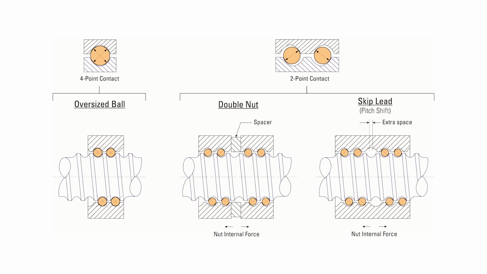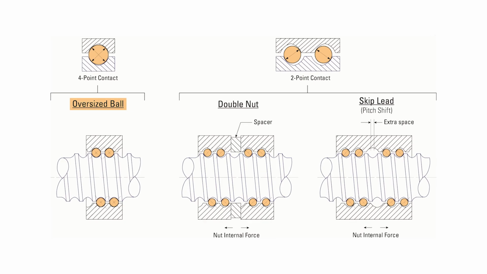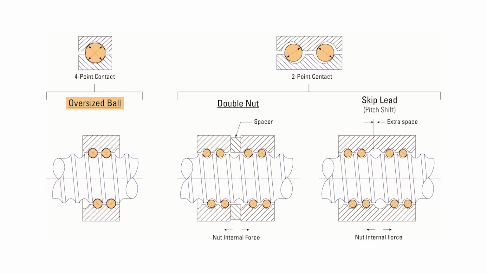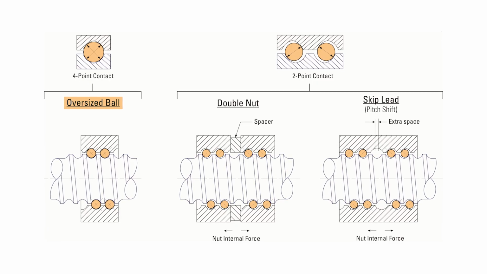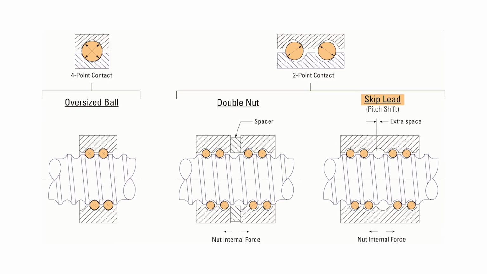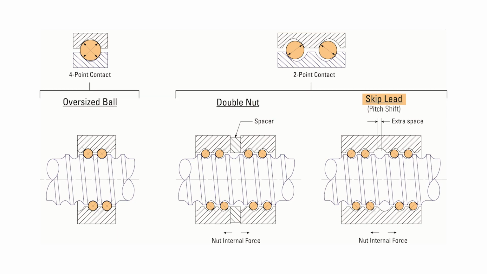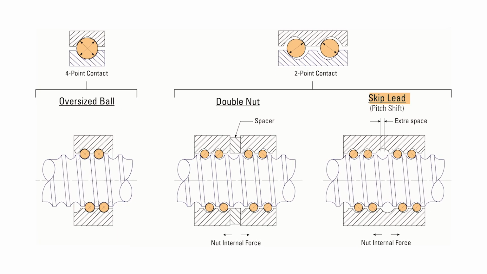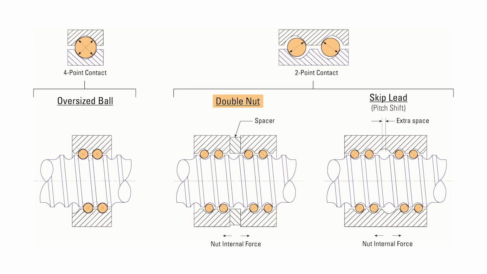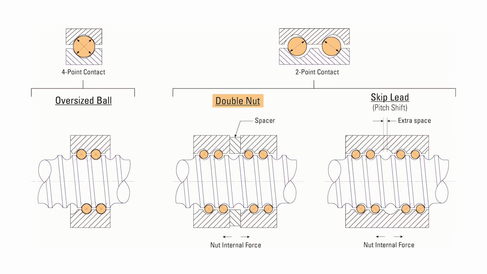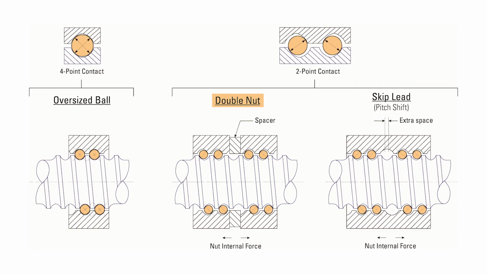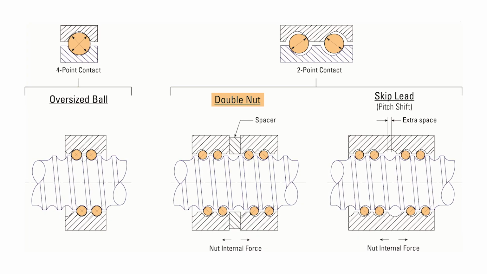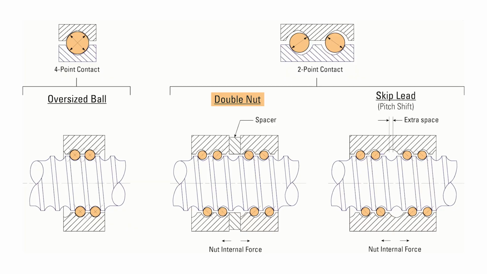There are three major types of preload. Single nut oversized ball, 4-point contact, which maintains the smallest package size while maintaining full load capacity. Single nut skip lead, 2-point contact, have the capacity of similar sized single nuts as only half of the ball bearings are loaded in each direction. And double nut adjustable preload, 2-point contact, which uses a compression spring to axially load two ball nuts against each other. This is typically used for positioning applications where repeatability is critical.